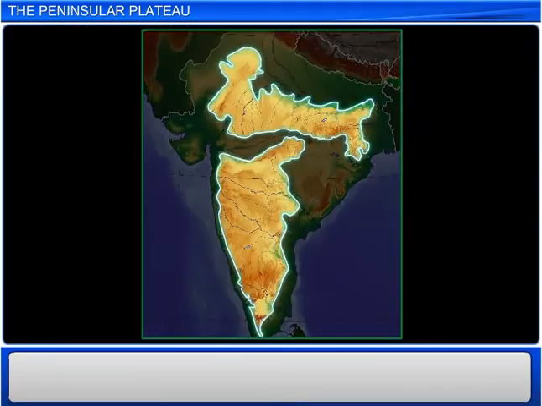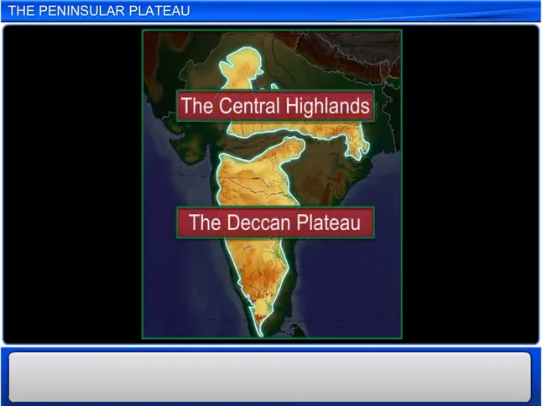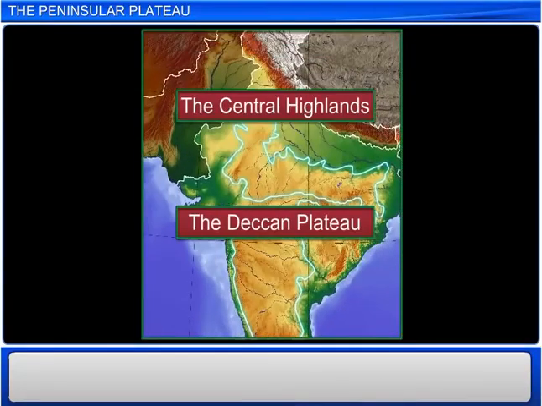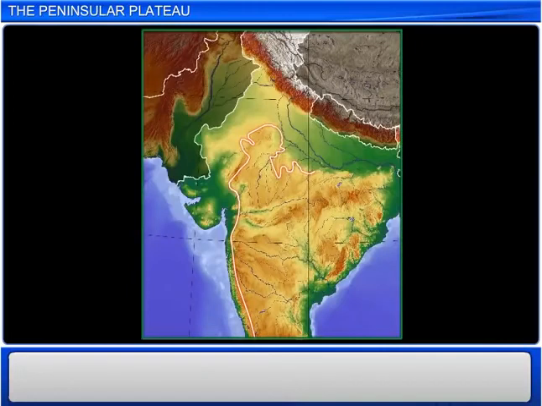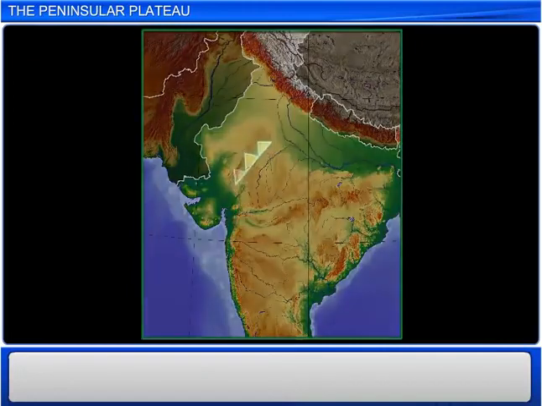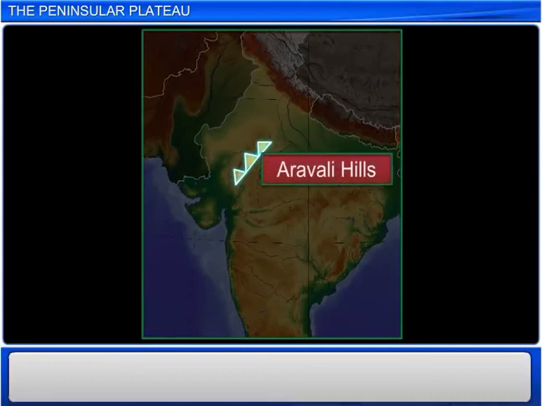These were the two broad divisions of the Peninsular Plateau. But before we complete the discussion on the Peninsular Plateau, let's take a look at its northwestern margins. On the western and northwestern margins of the plateau, you will find the Aravali Hills, one of the oldest ranges in the world.